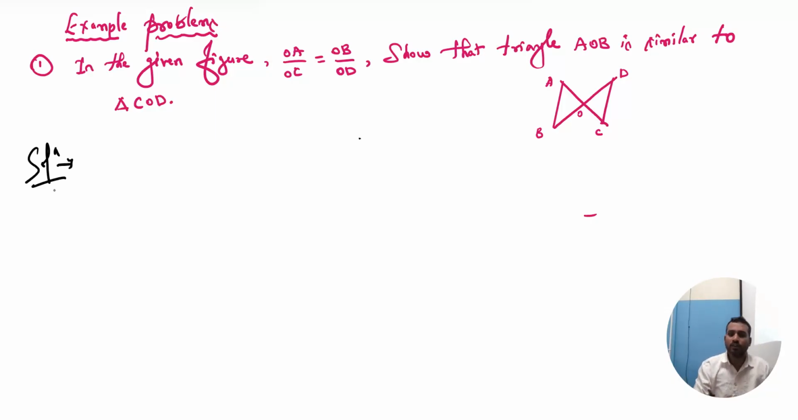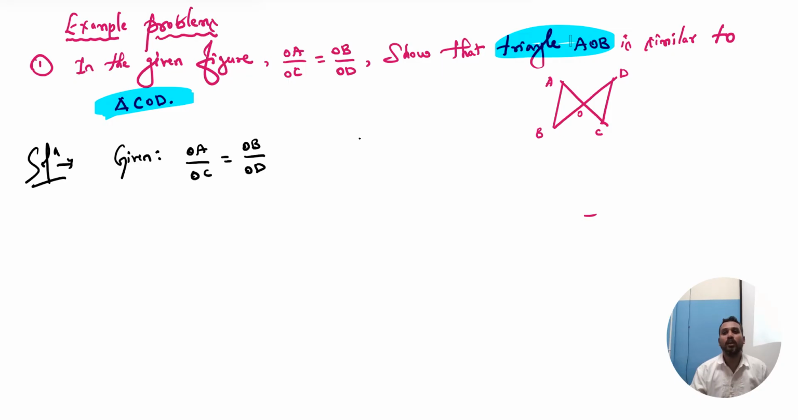First of all, as you can see, in the given question they have already given certain data. What is given? The given part is OA by OC is equal to OB by OD. They have said that we have got two triangles. What are the names of the triangles? One is triangle AOB and the second one is triangle COD. Children, you can write the word triangle or you can also write the symbol. Both are one and the same.